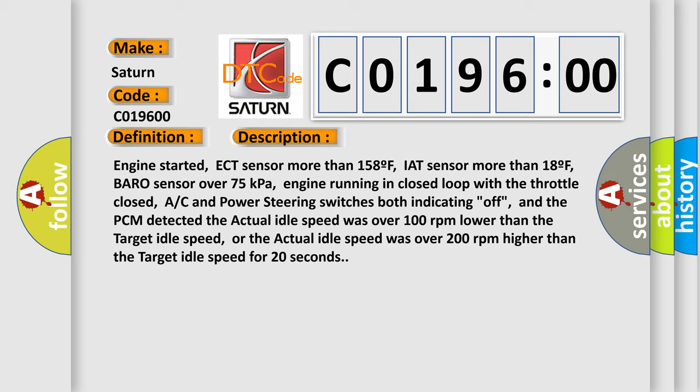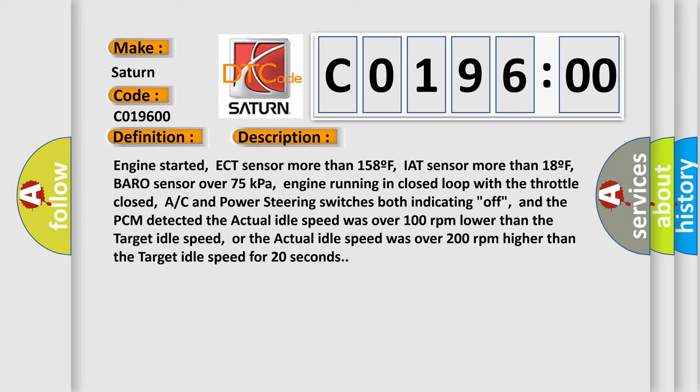Engine started, ECT sensor more than 158F, IAT sensor more than 18F, BARO sensor over 75 kilopascals, engine running in closed loop with the throttle closed, AC and power steering switches both indicating off, and the PCM detected the actual idle speed was over 100 revolutions per minute lower than the target idle speed, or the actual idle speed was over 200 revolutions per minute higher than the target idle speed for 20 seconds.